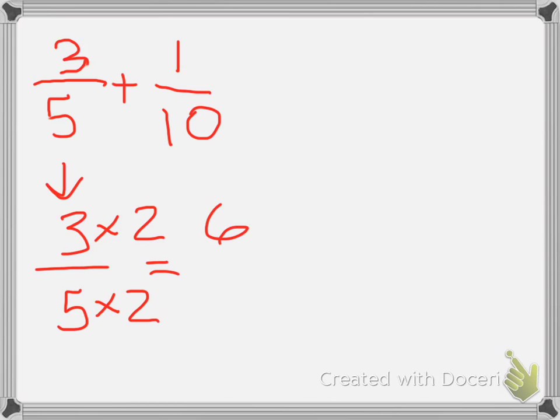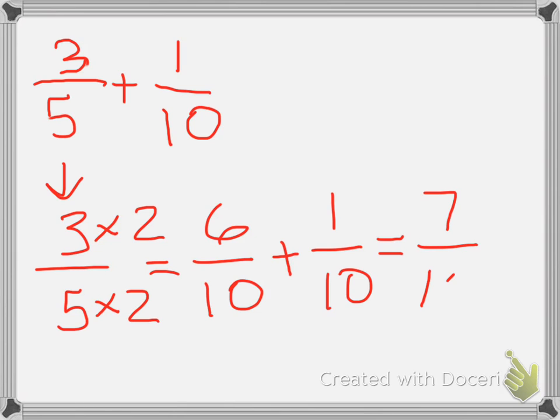3 times 2 is 6. 5 times 2 is 10. Now I can go ahead and add the two fractions together. 6 plus 1 is 7, and the denominator just comes across. We don't add it.